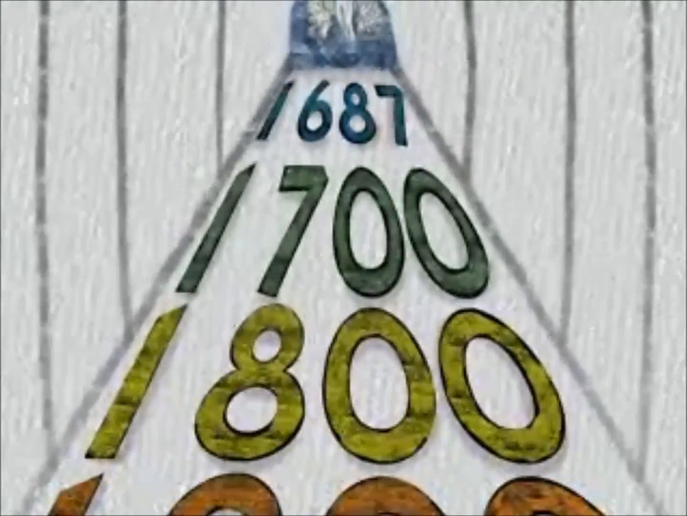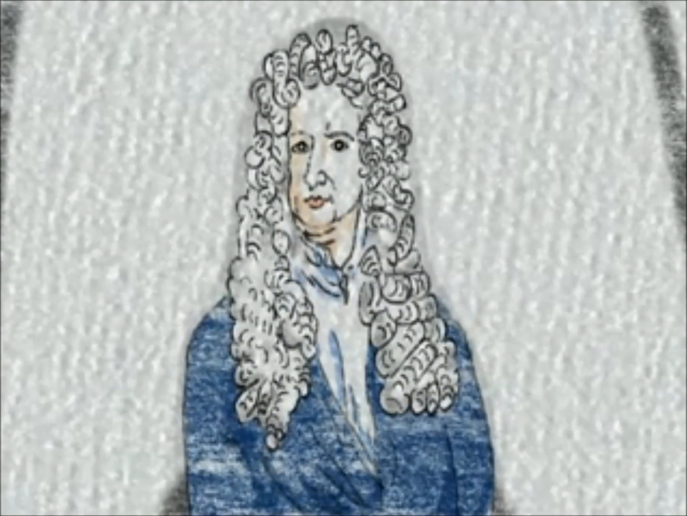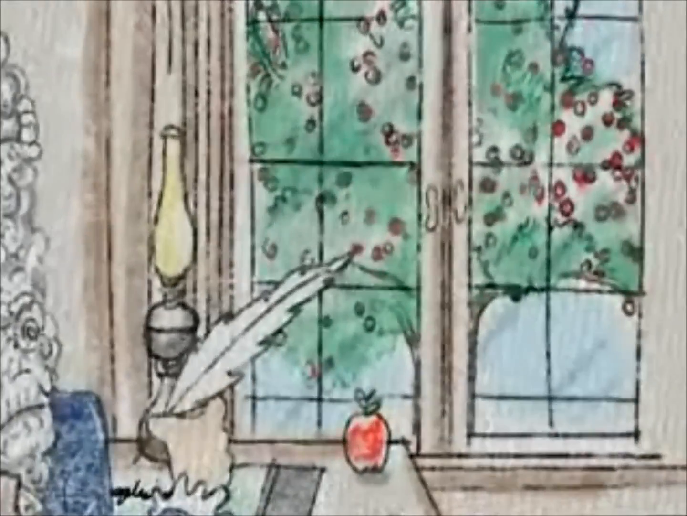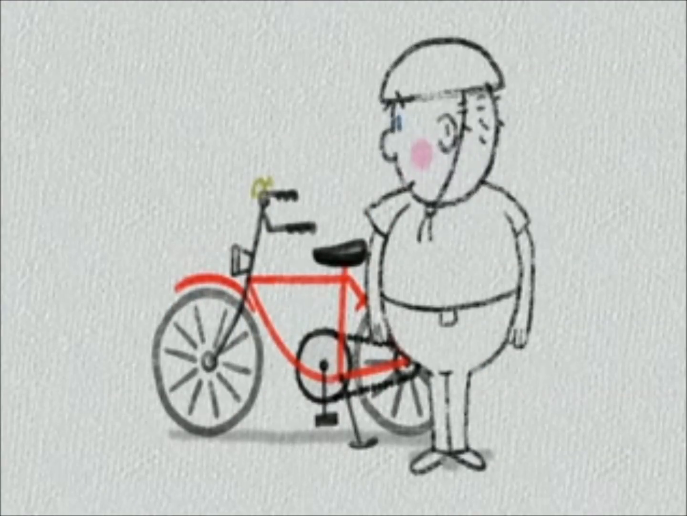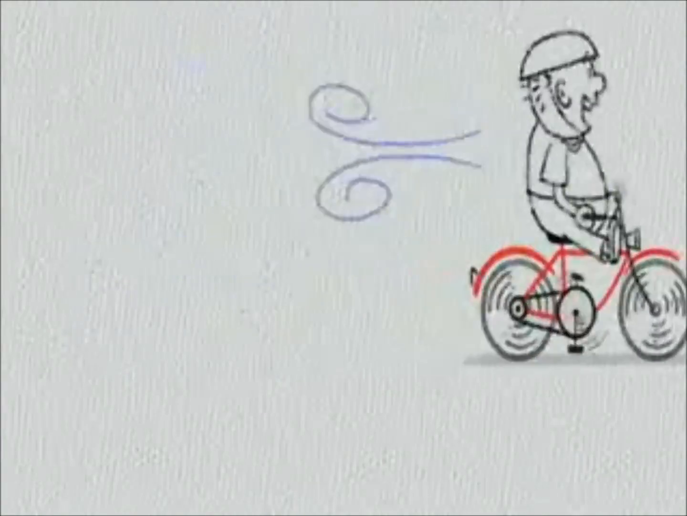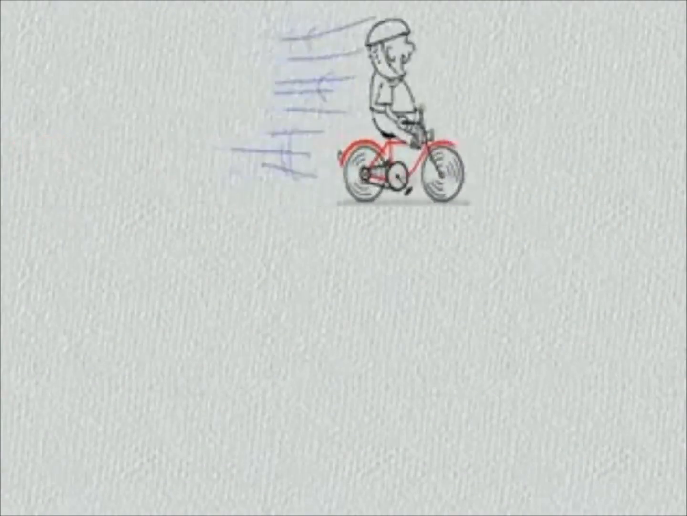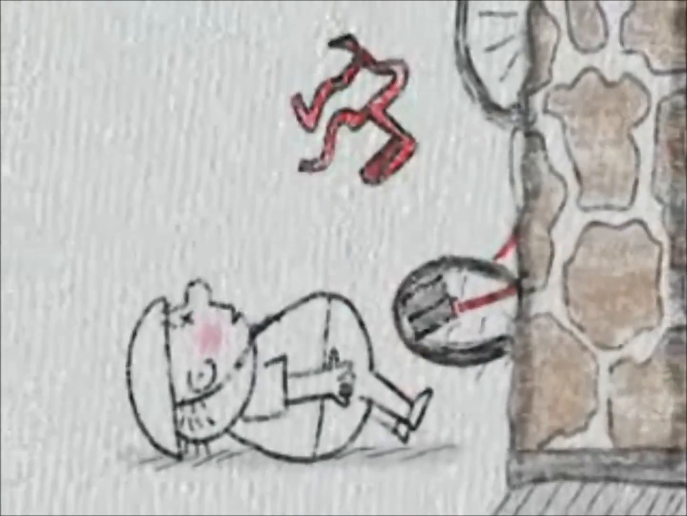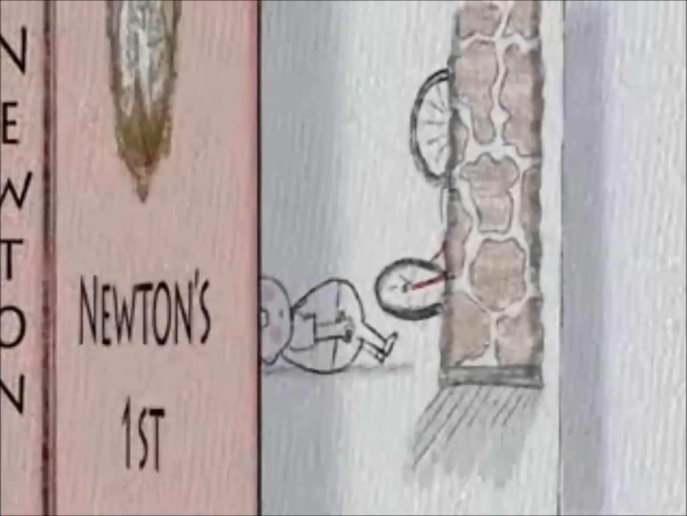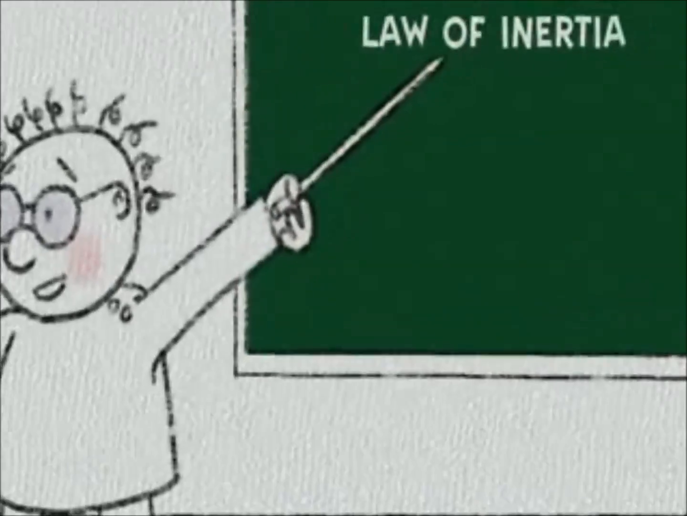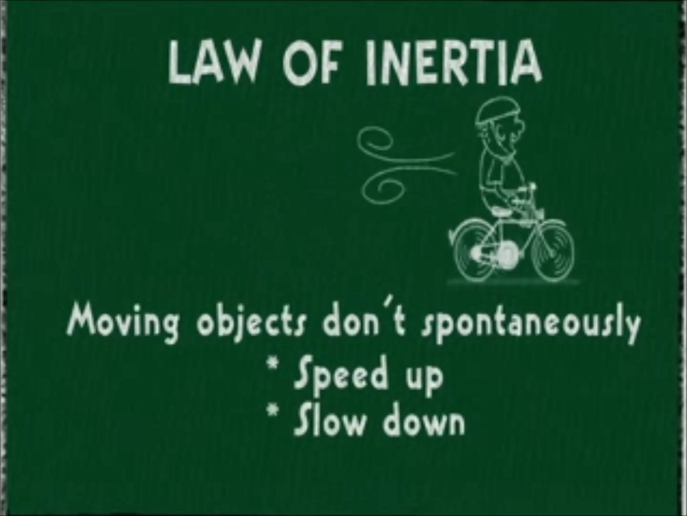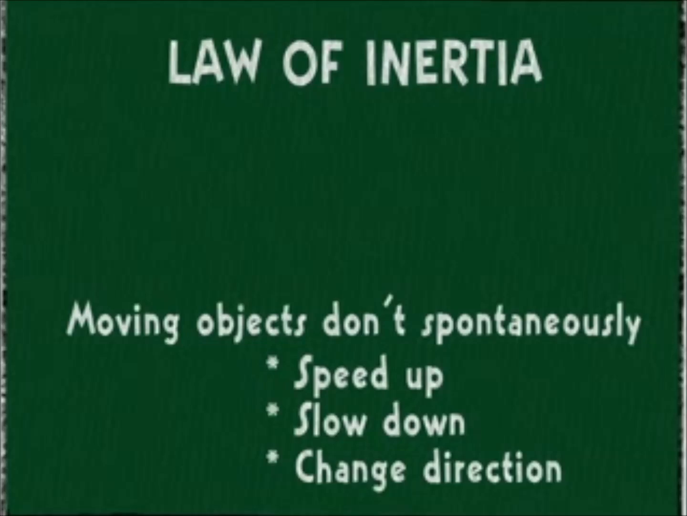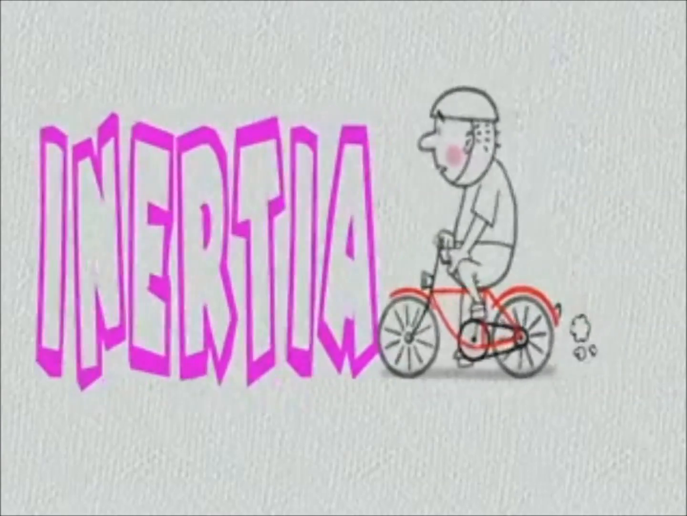It wasn't until the 17th century that Isaac Newton described the fundamental laws of motion, and we understood the answer to these three questions. What Newton recognized was that things tend to keep on doing what they are already doing. So when your bicycle is stopped, it stays stopped, and when it is going, it stays going. Objects in motion tend to stay in motion, and objects at rest tend to stay at rest. That's Newton's first law. Physicists call it the law of inertia, which is a fancy way of saying that moving objects don't spontaneously speed up, slow down, or change direction. It is this inertia that you must overcome to get your bicycle moving.